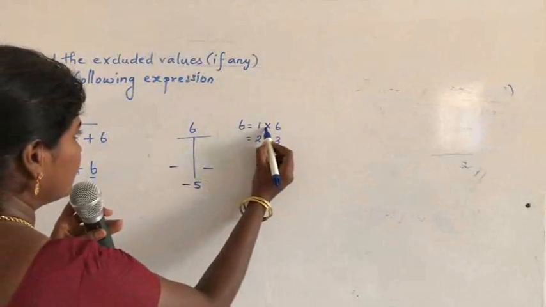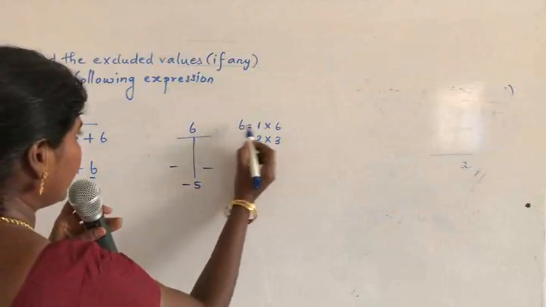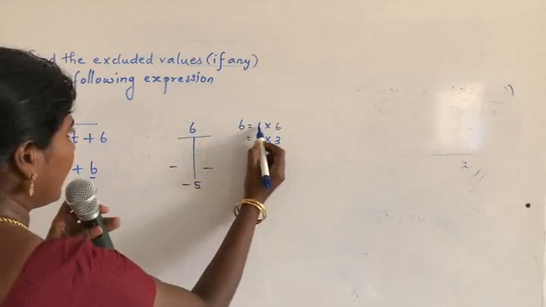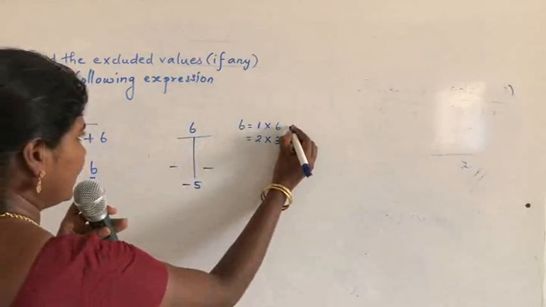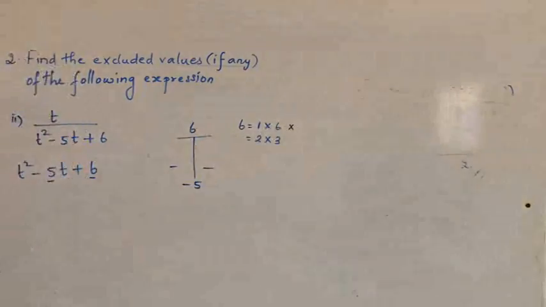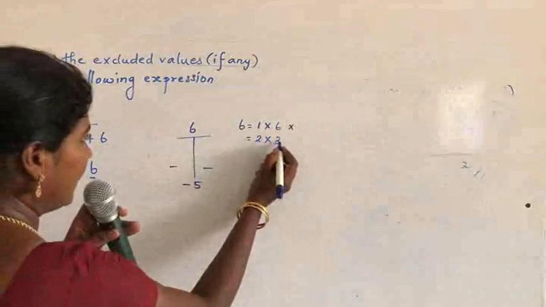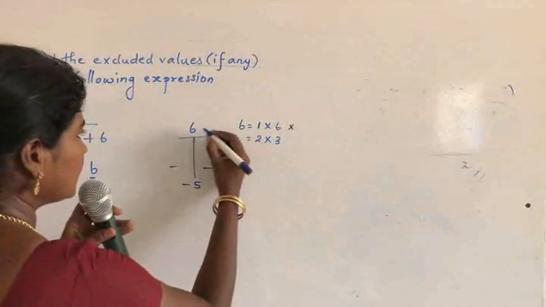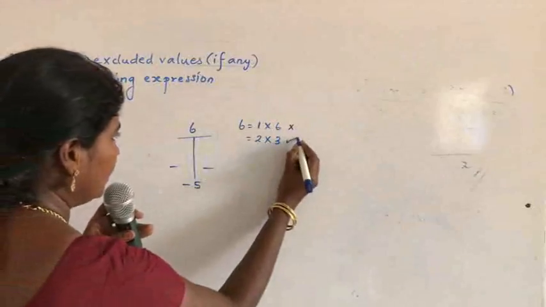1 into 6. So when I take the product, I get the answer as 6. But when I take the sum, I don't get the answer as 5. So this cannot be taken. Now let's go for the second factor, that is 2 into 3. When we multiply, we get 6, and when we add, we get 5. So this number can be chosen.